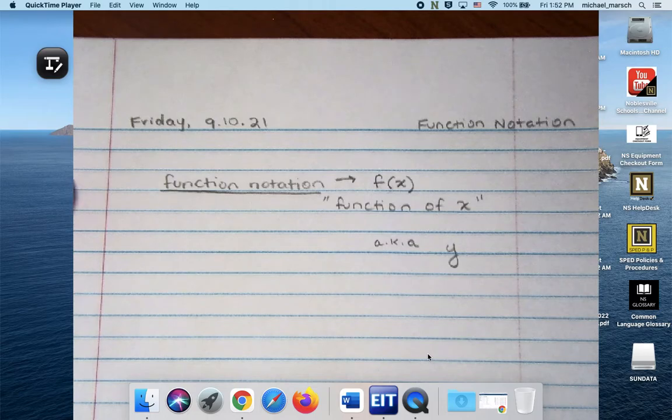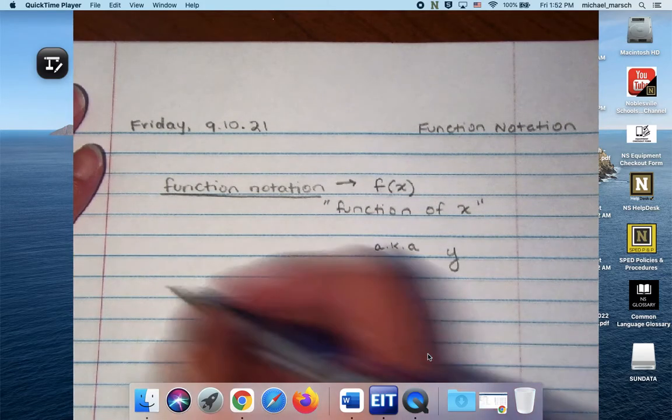Okay, so function of x, f of x, function notation is the same thing as your output, your range. So when you put x into the function machine, what comes out is a function of x, which is your y. See what I did there? Okay. So here, we'll draw a little picture.